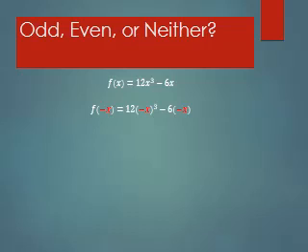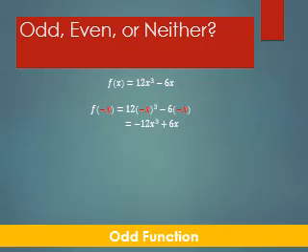Also, I replace x by minus x. So I get this. So this is not even. I multiply it again by minus, so I get 12x cubed minus 6x, so this is an odd function.